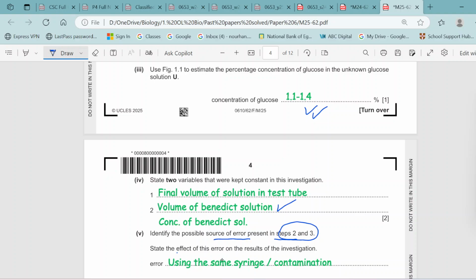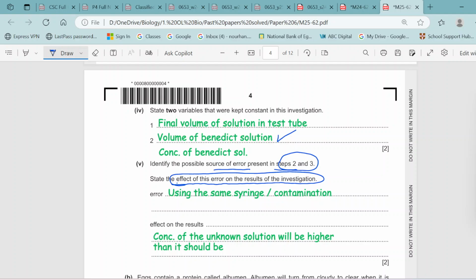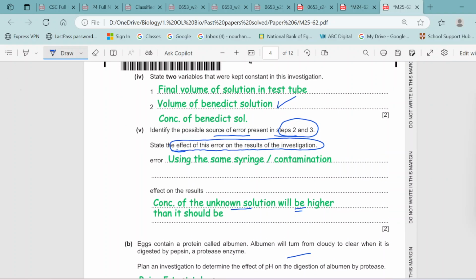What is the other part of the question? State the effect of this error on the results. What is the effect on the result? When you use the same syringe, you increase the glucose, so the concentration of unknown will be higher than it should be. You have to write increase. He wants to know the effect. Okay.